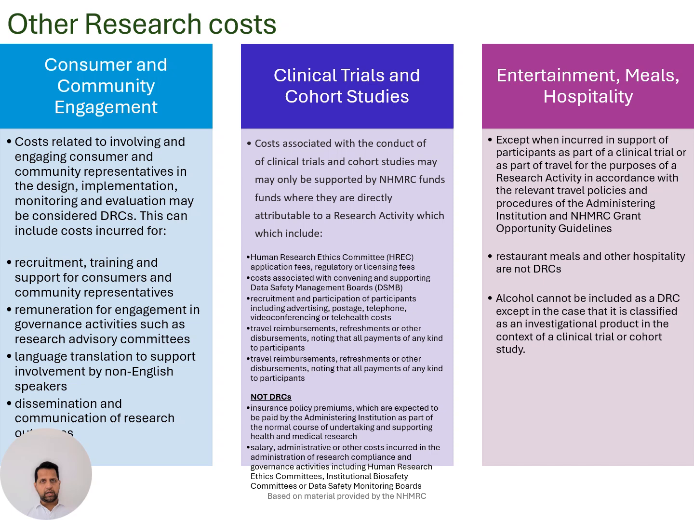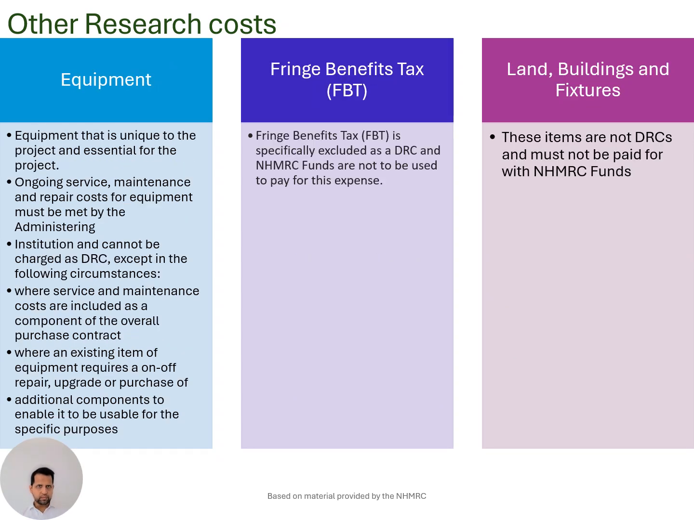Alcohol cannot be included as an other research cost item unless it is an active product to be used in the research, or your research heavily is on that alcoholic product. Yes, in that case, you can use your other research costs and claim money for some alcohol there. Equipment that is very unique to the completion of the project. Yes, you can ask for that.